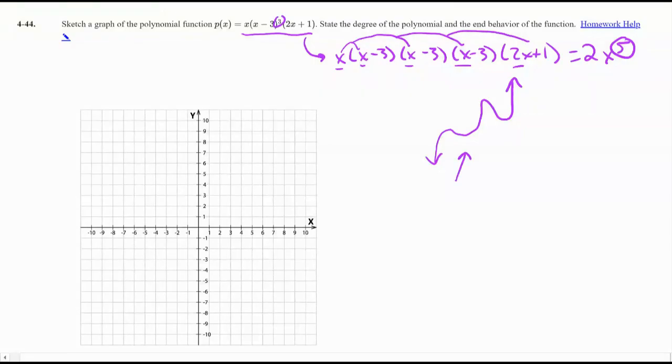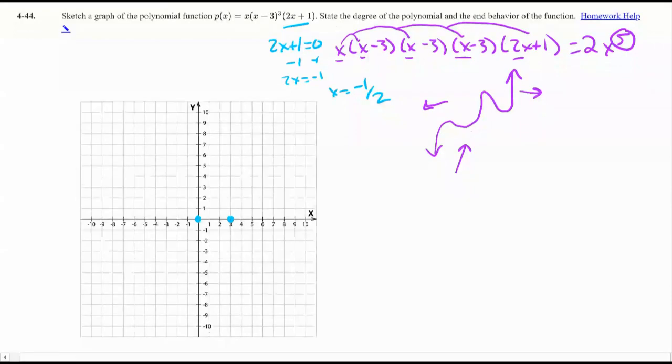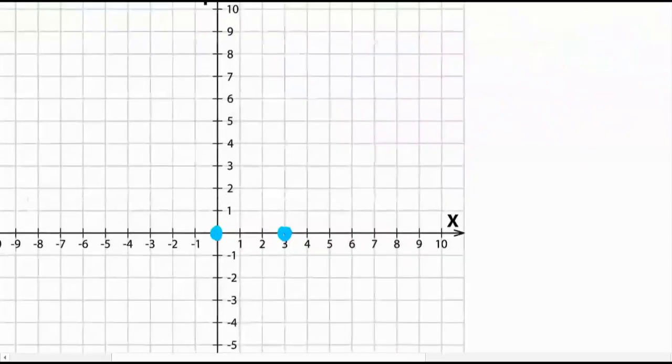So degree is 5, and end behavior is, as we go to the left, we're going down towards negative infinity. As we go to the right, we're going up towards positive infinity, and I'll write that out after I'm done graphing. So for the graph here in blue, we have to do our x-intercepts. We have 0, positive 3, and this one here, just to make sure everyone understands, would be negative 1/2. That is nice and zoomed in here.